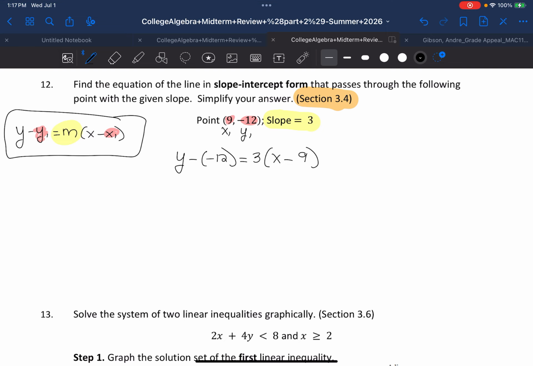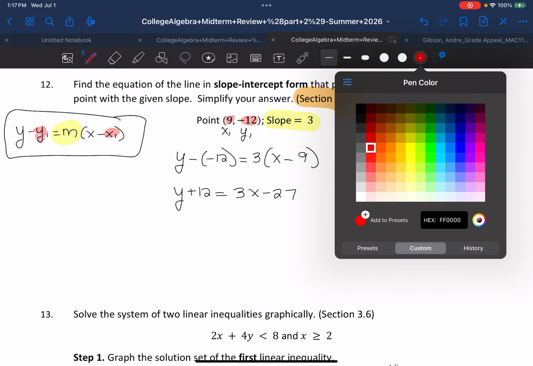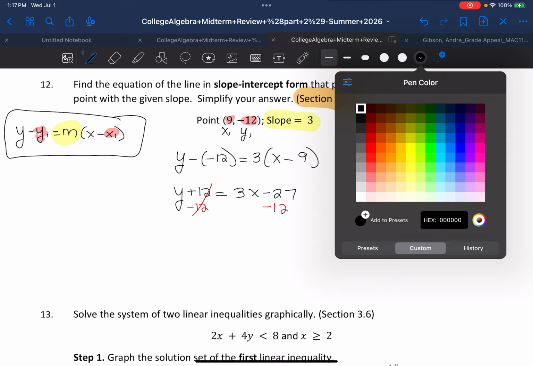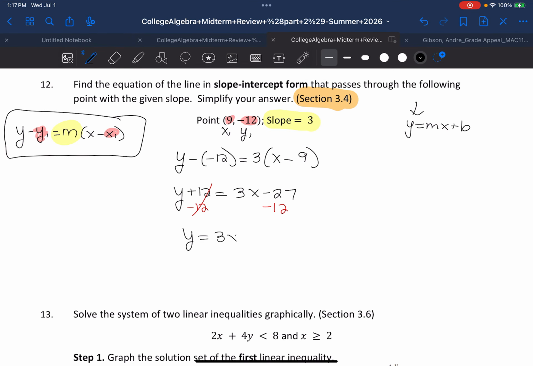And then they want this to be in slope-intercept form, which, remember, is y equals mx plus b, so that means I need to get y by itself. So first I'm going to simplify these two negatives, so that'll give me y plus 12. And then distribute the 3 on the right, which will give me 3x minus 27. And then the last thing I just need to do to get y by itself is subtract this 12. So y is equal to 3x minus 39. And that's the final answer.